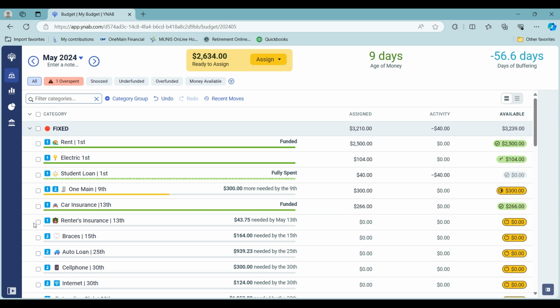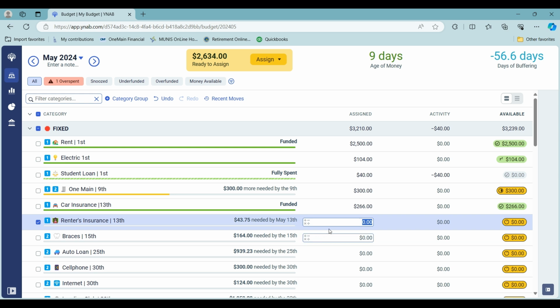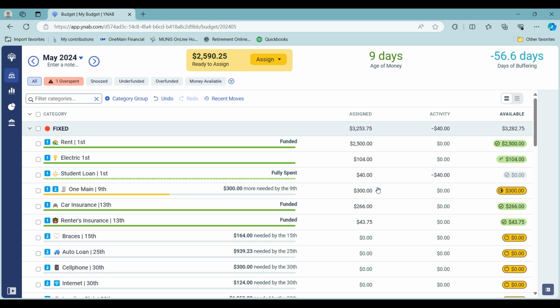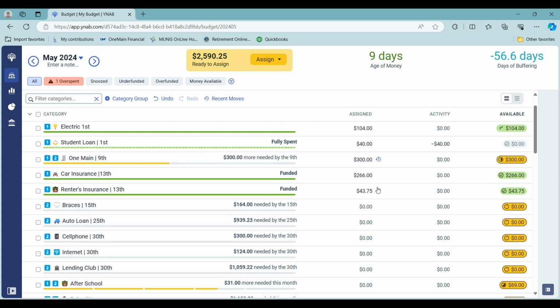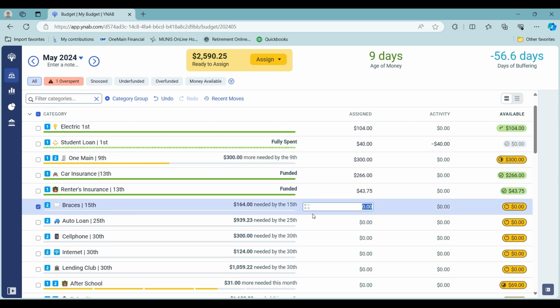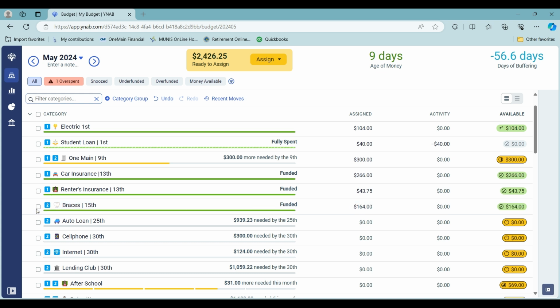Next up is renter's insurance, and renter's insurance is going to need the full $43.35 because even though I had assigned money in there in the last month, I had to withdraw it because I ended up needing that money. Okay, next up is braces. I can put some money into braces. So this is taking me up to the 25th of the month.